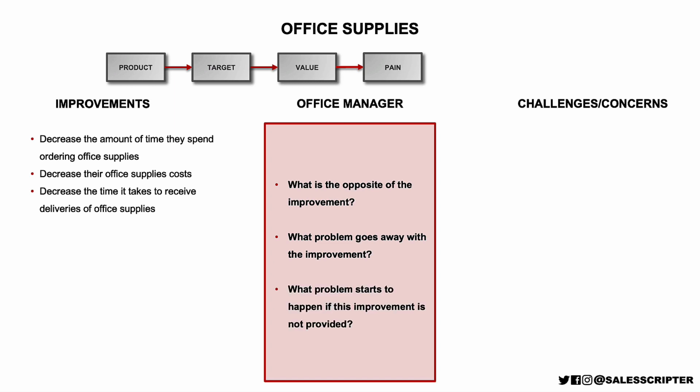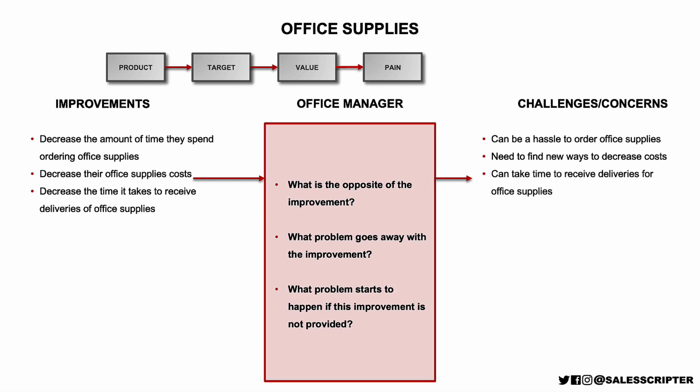Or what problem starts to happen if we're providing that improvement and we take it away, or that improvement's not provided? So we can go through these one at a time to think of some pain points or challenges. For office supplies, and then also thinking about the target audience in particular of office manager, it can be a hassle to order office supplies. Office managers often need to find new ways to decrease costs. It can take a long time to receive deliveries for office supplies after orders are placed.